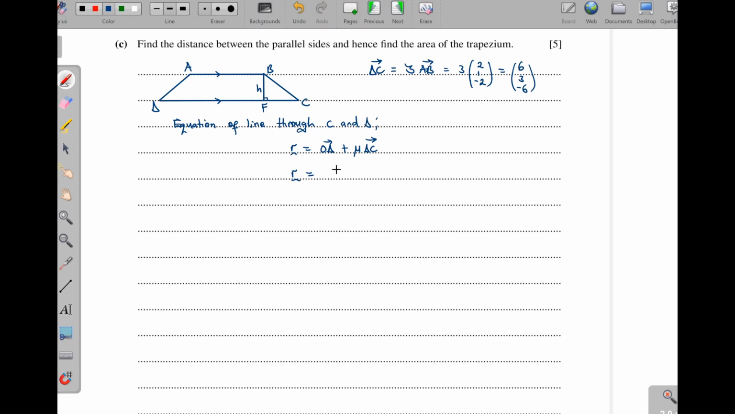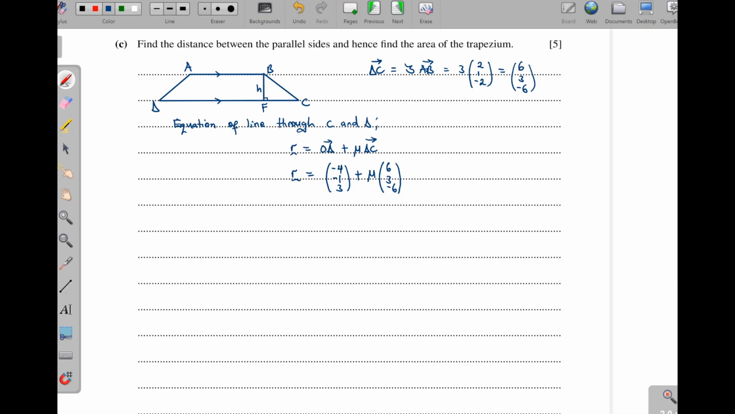Now, what do we have here? Our r is going to be OD. Remember, we got it as negative 4, then minus 1, then 3, then plus mu. And then DC, we have it as 6, 3, negative 6. By the way, you could even take AB, no problem. Because usually for directional vectors, we take the simplest. So you can use this one here other than this. It also gives you the same value or the same stuff that we are looking for.